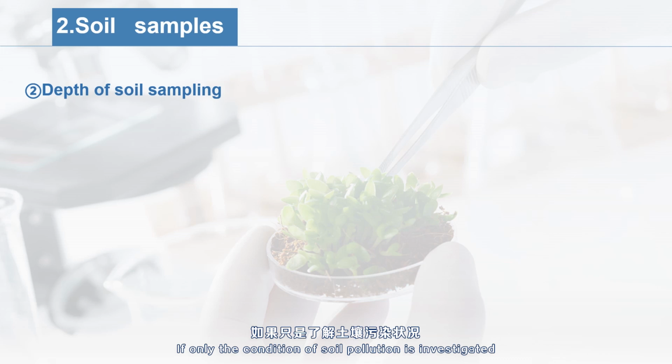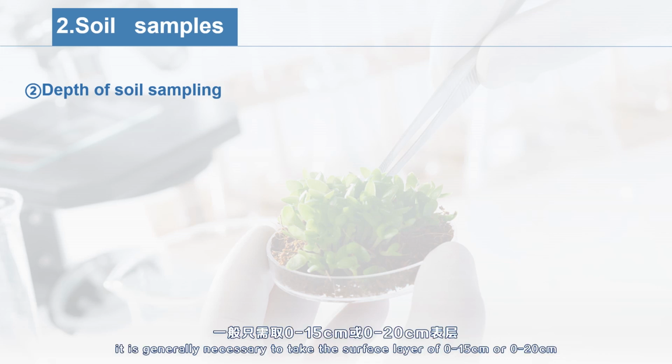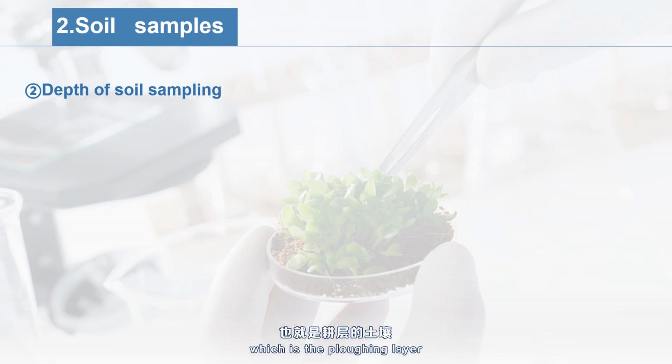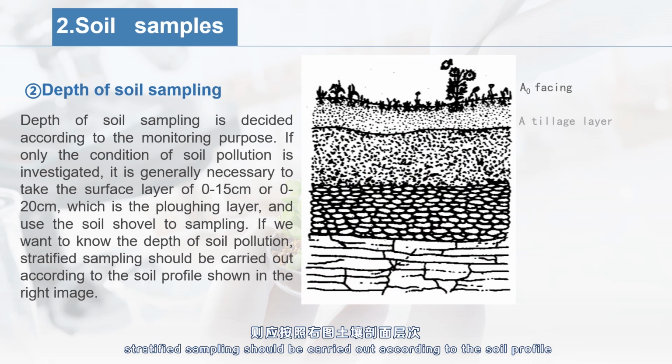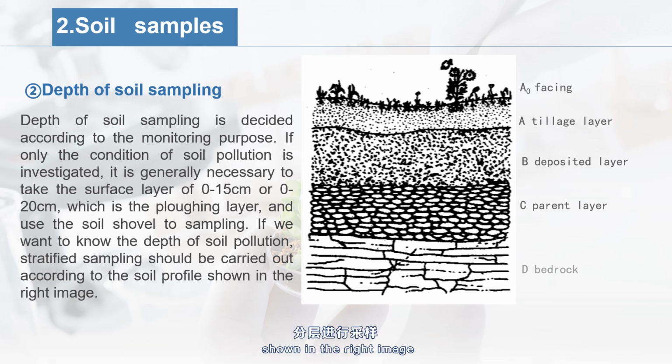If only the condition of soil pollution is investigated, it is generally necessary to take the surface layer of 0 to 15 cm or 0 to 20 cm, which is a ploughing layer, and use a soil shovel for sampling. If we want to know the depths of soil pollution, stratified sampling should be carried out according to the soil profile shown in the right image.